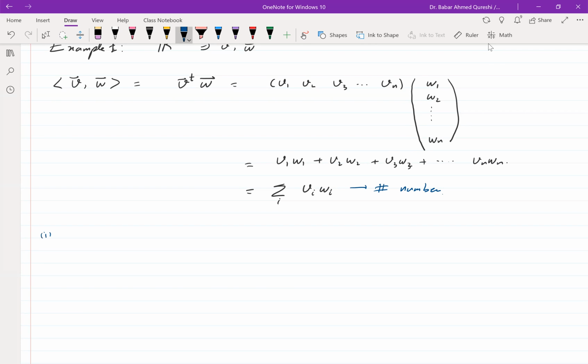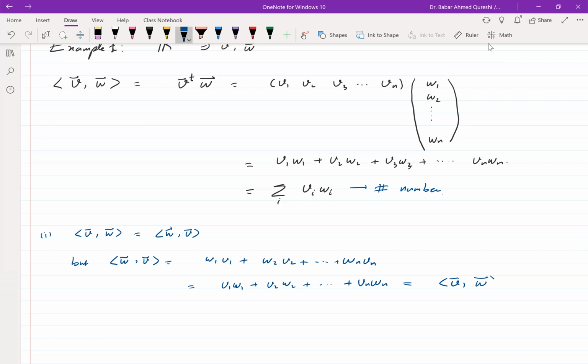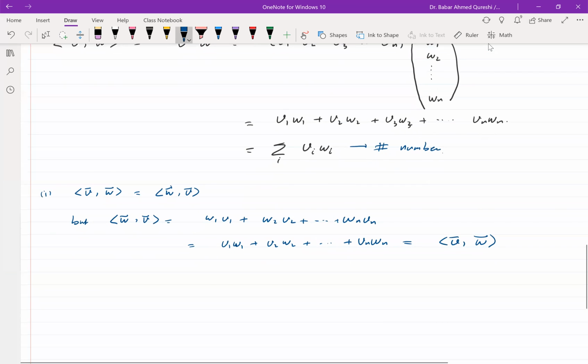And we have to check those properties. Since VW is simply, we have to make sure that this is true. But if I write WV, by the definition of this product, it is simply this thing, which is obviously equal to, these are just numbers, so I can flip the order. This is just the same as VW. So the first thing holds.